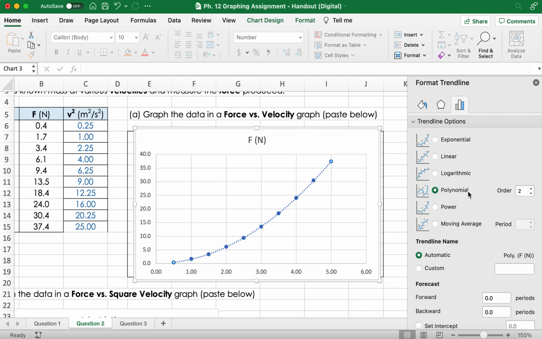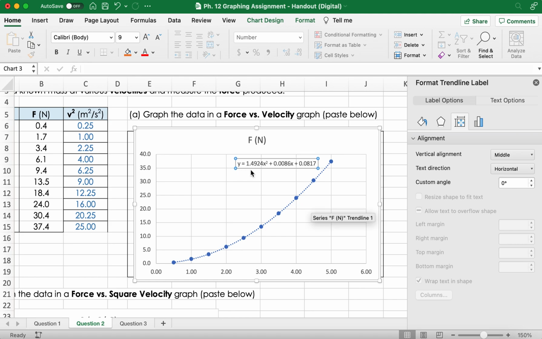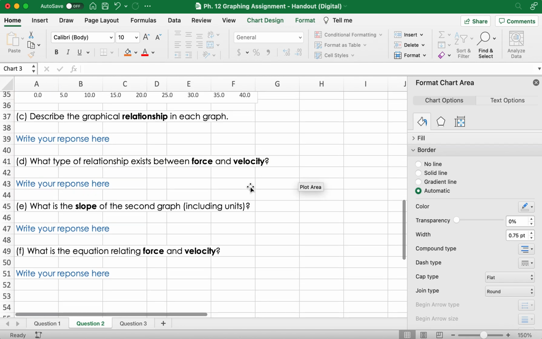Polynomial is a strong fit, and you'll notice that over here, Excel is determining the degree of your polynomial. It calls it the order, but it's the degree, the highest power of your independent variable. So this will be a polynomial that starts with x squared, which you'll see when you go display equation on chart. You'll notice this equation is in the form of y equals a x squared plus b x plus c, which is a quadratic relationship. So hopefully that gives you all the tips that you need to be able to go through and complete your assignment.